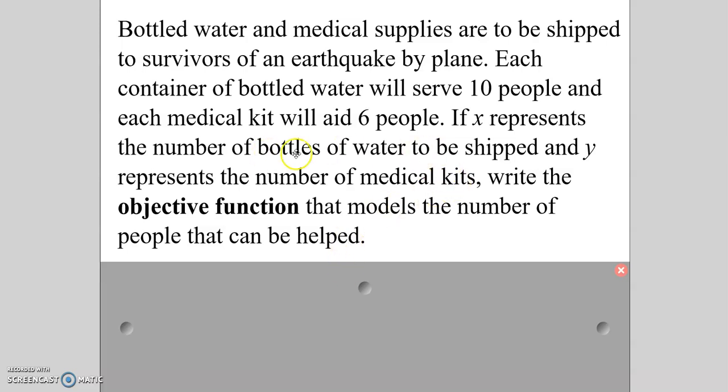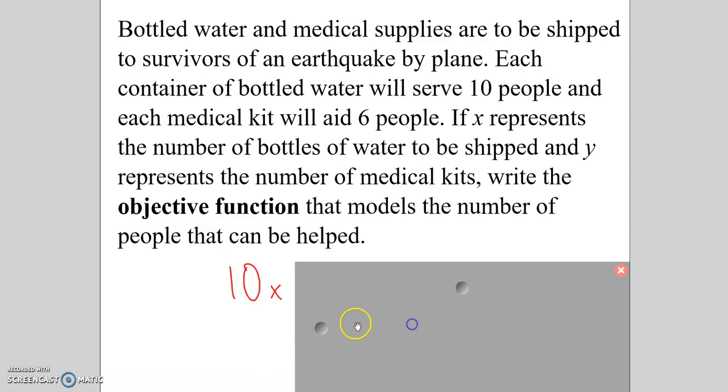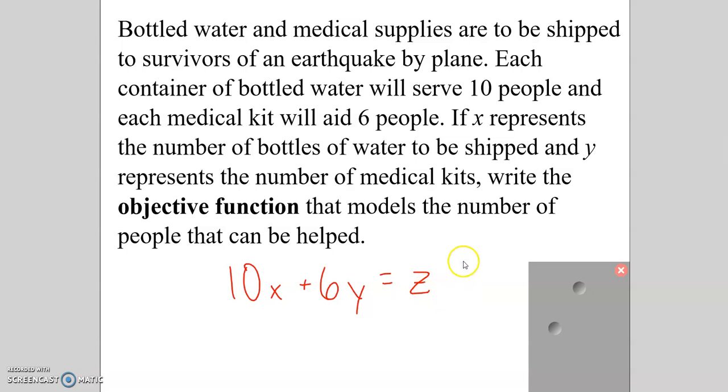So basically, every bottle of water will serve 10 people. Every med kit will serve 6 people. So the total number of people that we can help is 10 times X plus 6 times Y, and that is some third variable Z, which is the number of people that can be helped. So this equation here is called the objective function.